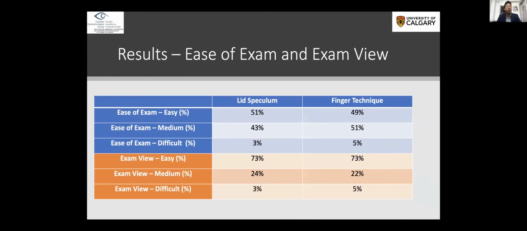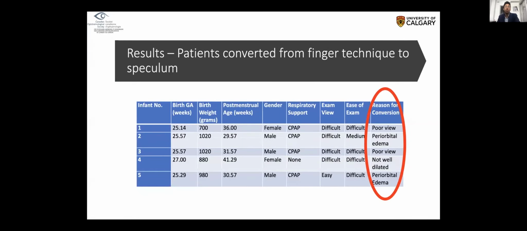The exam view and ease of exam view were graded subjectively by the examining ophthalmologist and are presented in this table. Half of both the lid speculum exam and finger technique exams were graded as easy. 3/4 of the exam views, both in the lid speculum and finger technique group, were considered easy. 5 infants, as I mentioned before, were converted from the finger technique to speculum for the reasons highlighted here, including poor view, periorbital edema, and poor dilation.